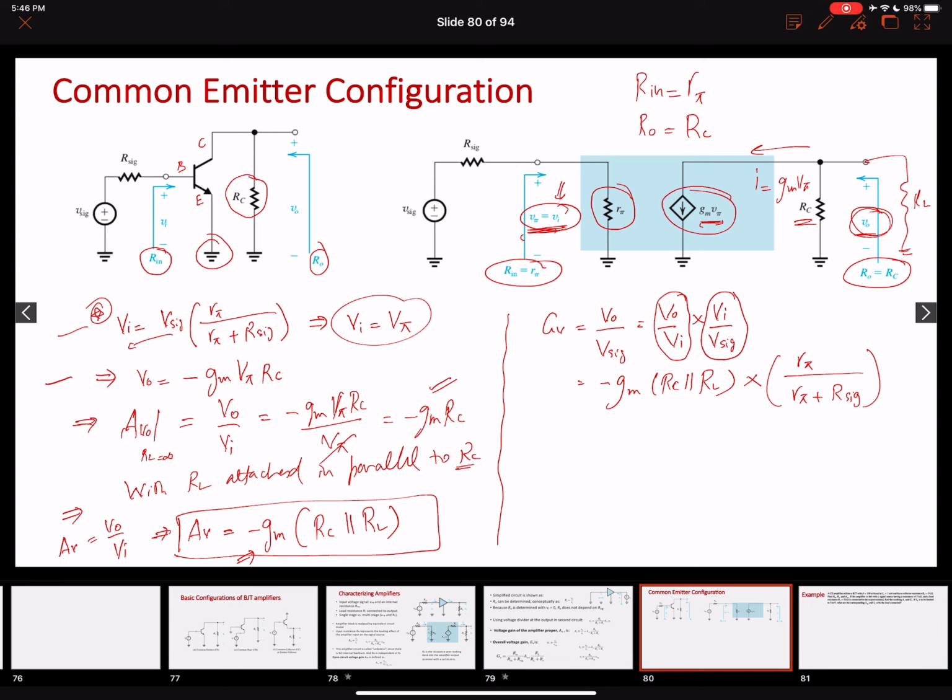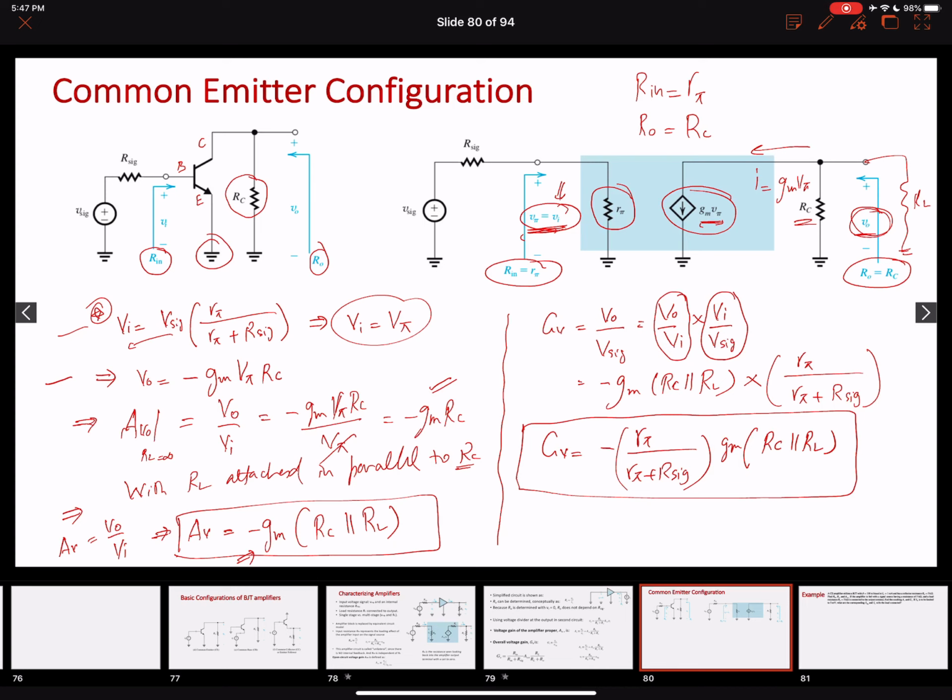Okay, so this is the value of your overall voltage gain. Your overall voltage gain will be equal to minus R pi over R pi plus R signal, multiplied by GM into RC in parallel with RL. This is the value of the overall voltage gain, right? So this is how you can very simply analyze any configuration of an amplifier using some basic principles of how to characterize any amplifier. So this is what we have done with a common emitter.